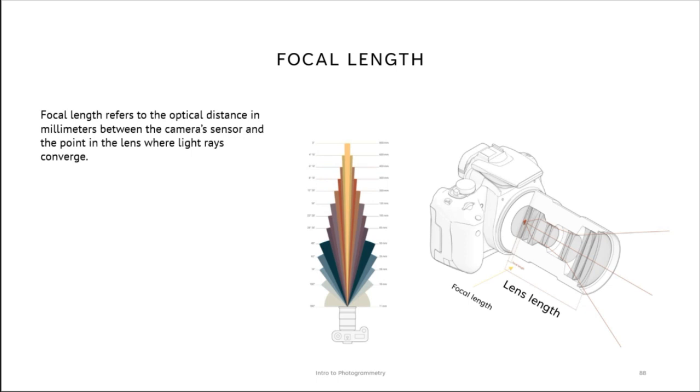A smaller number, a short focal length, means a wider field of view and lower magnification, so the camera can capture more of the scene. In photogrammetry, you will usually have a fixed focal length. The lens focal length determines magnification and the field of view, how much of the scene can be captured. That's the focal length.